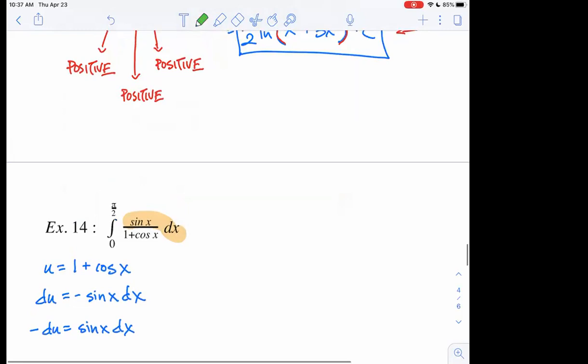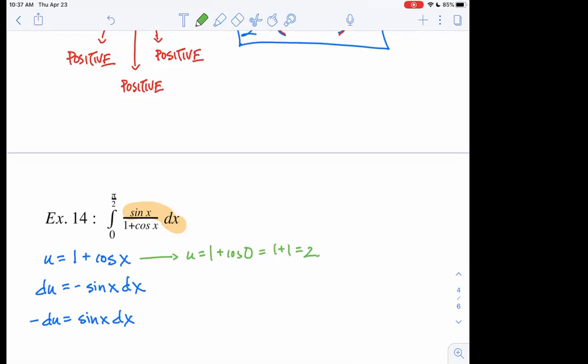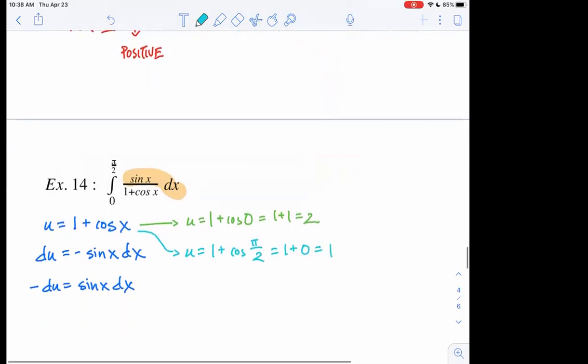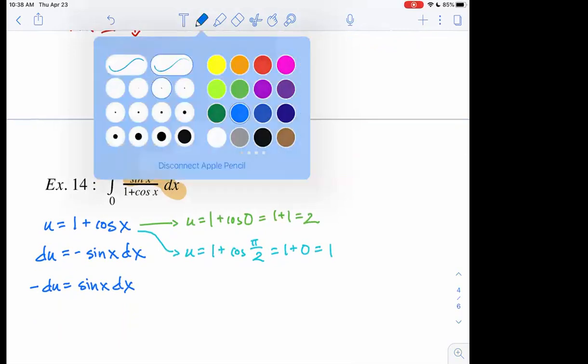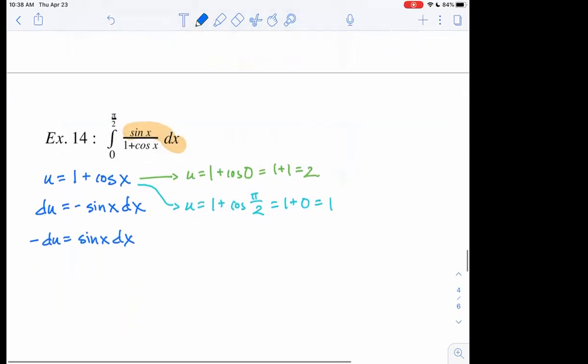And then because it's a definite integral, I'm going to find my bounds. So 1 plus cosine 0 is 1 plus 1, which equals 2. I was just thinking about whether I wanted to write that on a separate line, not that I didn't know that 1 plus 1 was 2. Okay, so for the top bound, I've got 1 plus cosine of pi over 2, and that's going to be 1 plus 0, which is going to give us 1.